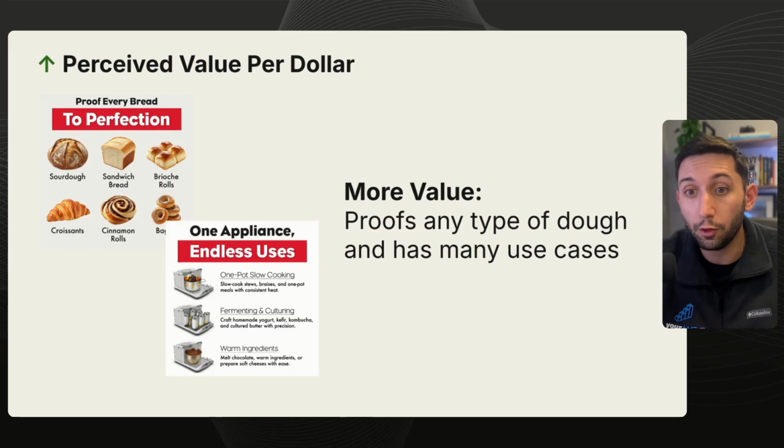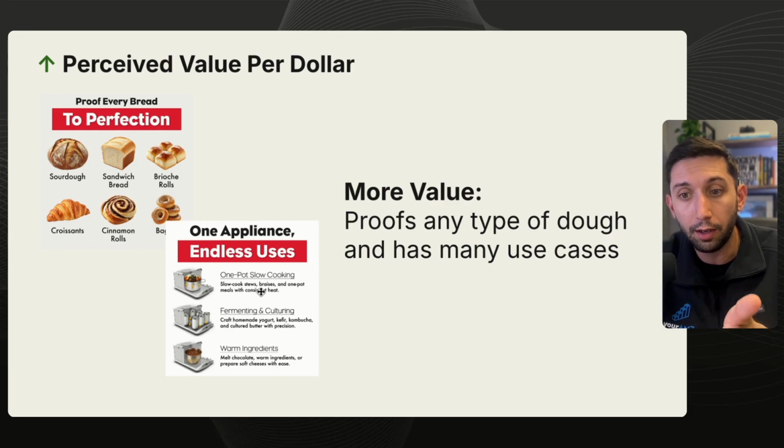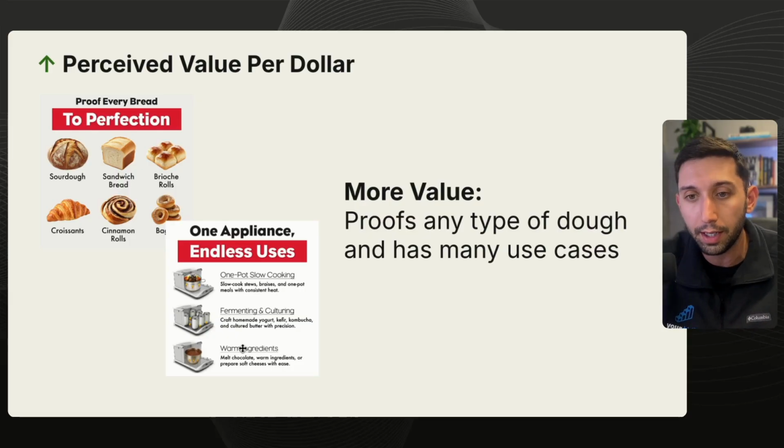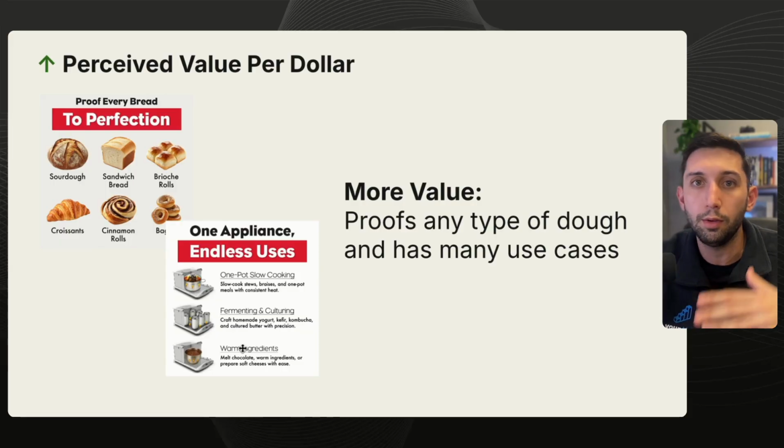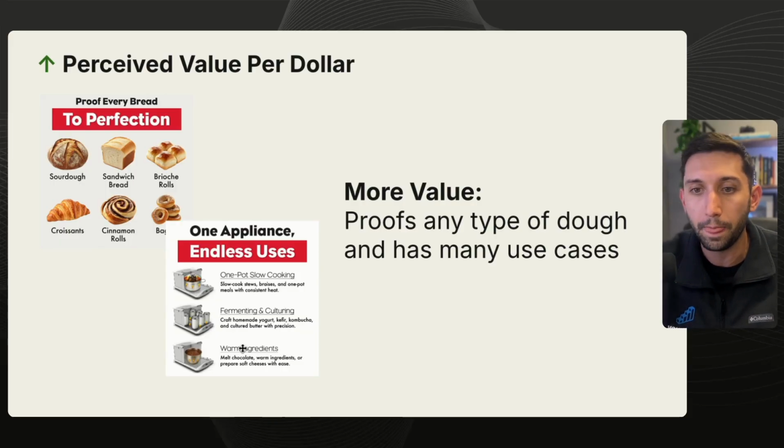Well, you can make this for all kinds of bread dough. That's going to help make sandwich bread, brioche rolls, croissants, cinnamon rolls, bagels, and more. And also, beyond just proofing dough, it also can be used for slow cooking, fermenting, culturing, and warming ingredients. And so now with all these different use cases, the customer is going to think, well, I can use this in so many different situations. Maybe I can justify that $250 price point. It's going to increase the perceived value.